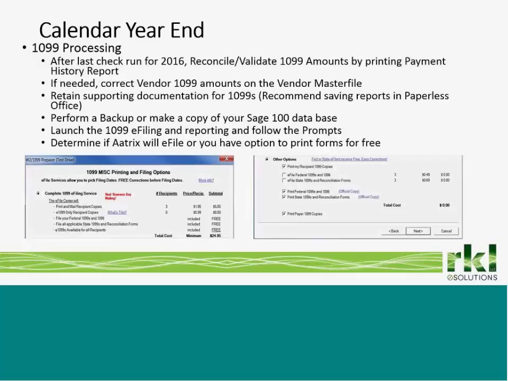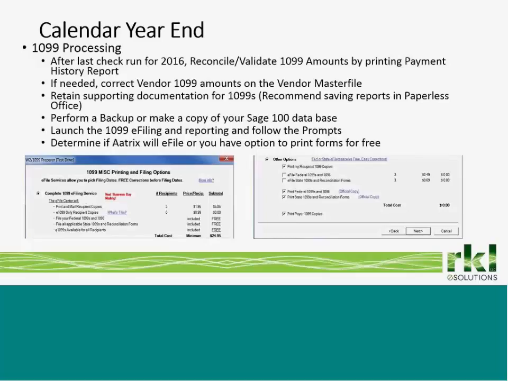Once you're ready to go, you would launch the 1099 e-filing and reporting, and then follow the prompts. When you get to the end of the prompts, you'll come up with what you see in the screenshots below: Atrix will tell you what they would charge you if you want them to e-file for you. In this example, I only have 3 vendors that need a 1099. The price per recipient is $1.95, so it's $5.85 for the e-filing, and then there is a minimum cost of $25 as well. Depending on how many 1099s you need, it may or may not be cost effective to just have Atrix do the e-filing for you.